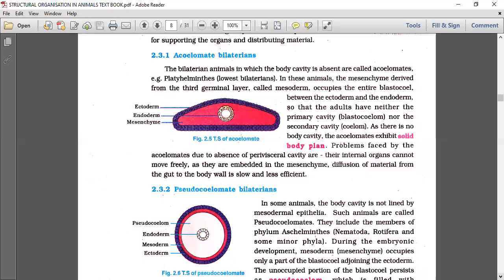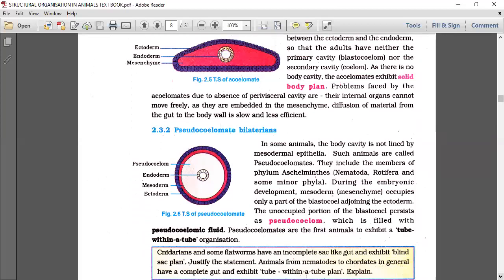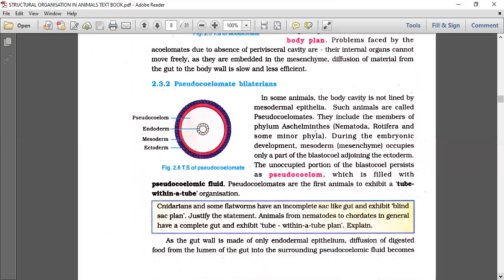If they are left over, it's tomorrow. Pseudocoelomate bilaterians. In some animals, the body cavity is lined by mesodermal epithelium, but in some animals, the body cavity is not lined by mesodermal epithelium, and such animals are called pseudocoelomates. They include the members of phylum Aschelminthes or Nematoda. We used to say that Nematoda and Rotifera are included under this particular Aschelminthes.